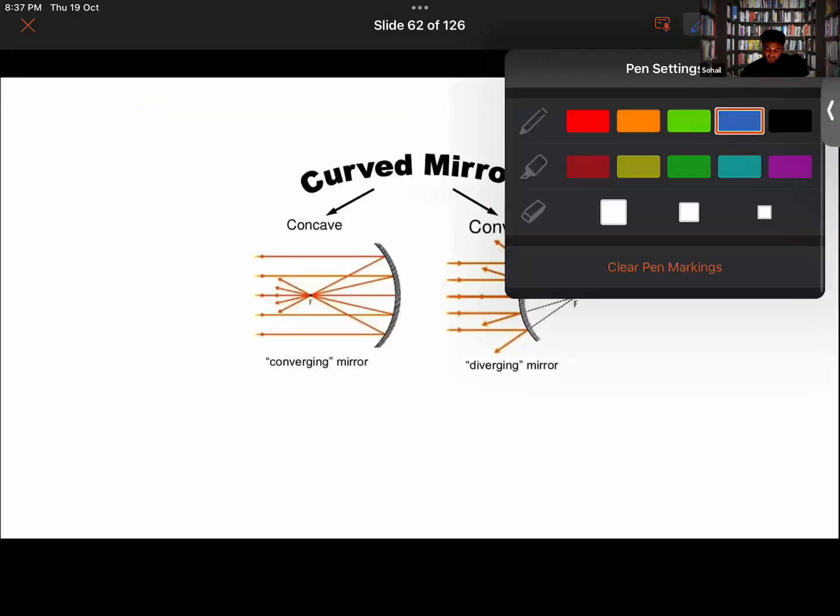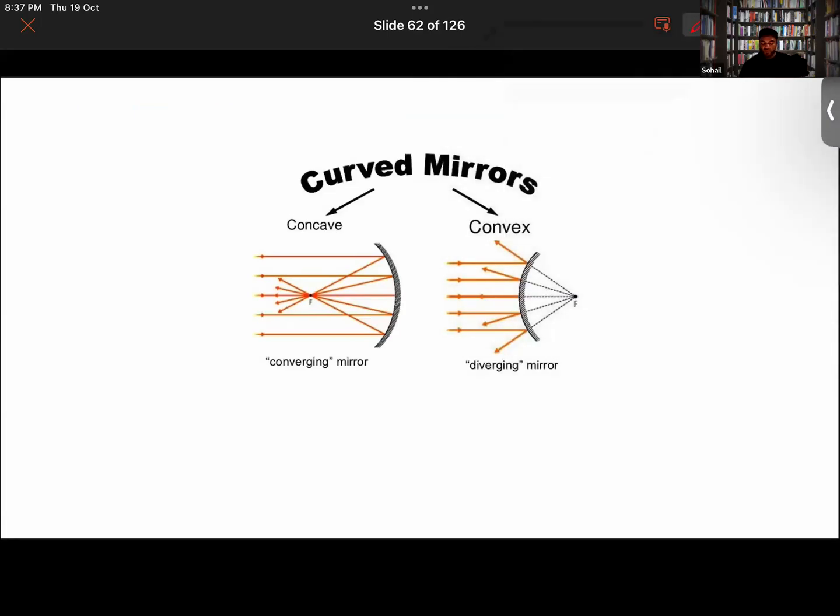Okay. So now here, look here. You have got the two curved mirrors, concave and convex mirrors. So in today's class, we will understand how the rays basically meet when they reflect back from the mirror. How do they actually meet and the image formation takes place?